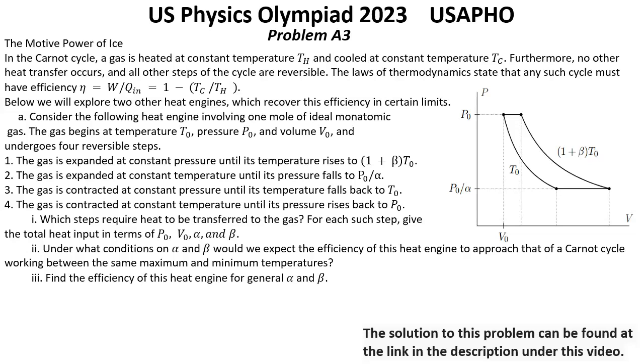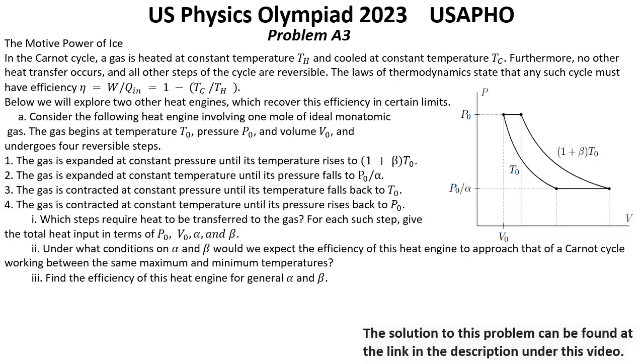Part A. Consider the following heat engine involving 1 mole of ideal monatomic gas. The gas begins at temperature T0, pressure P0 and volume V0 and undergoes 4 reversible steps. First step. The gas is expanded at constant pressure until its temperature rises to 1 plus beta multiplied by T0. Second step. The gas is expanded at constant temperature until its pressure falls to P0 over alpha.